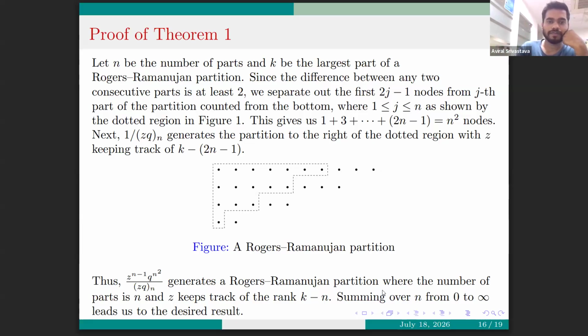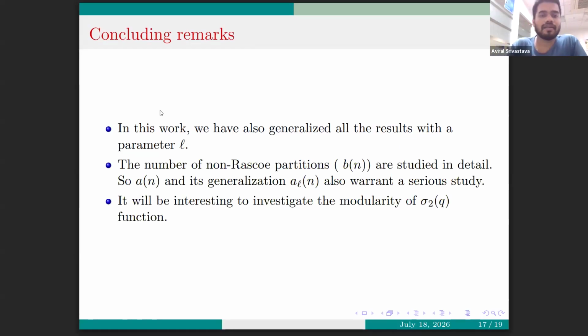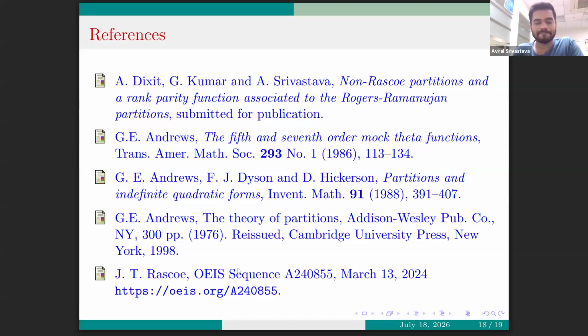Now moving on, I think I have 2 or 3 minutes left, so let me give you the concluding remarks. One minute. Okay, let me finish quickly. In this work we have also generalized all the results with the parameter L, and the number of non-Rascoe partitions are studied in detail in our paper. AN and its generalization also warrant a serious study if some of you could be interested. Also the modularity of sigma q should be investigated, and we ourselves are investigating the modularity of sigma q. Here are a few references.